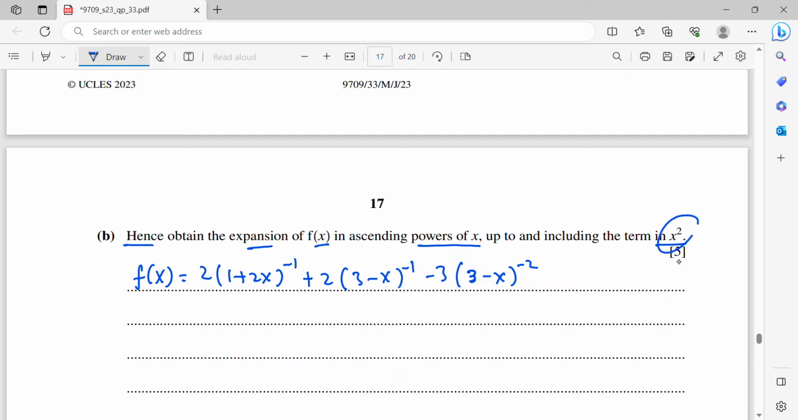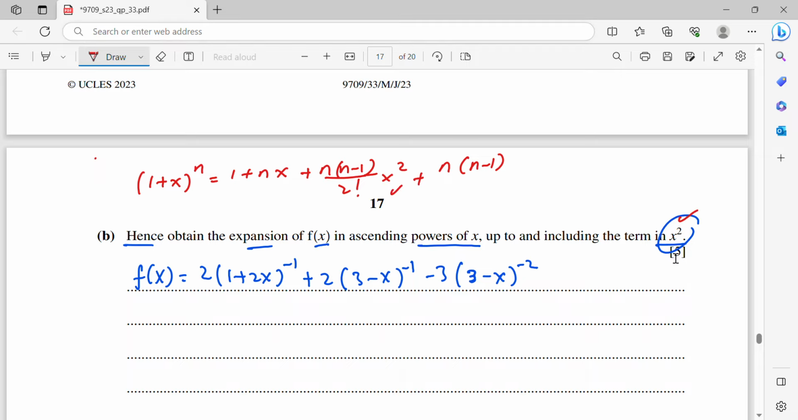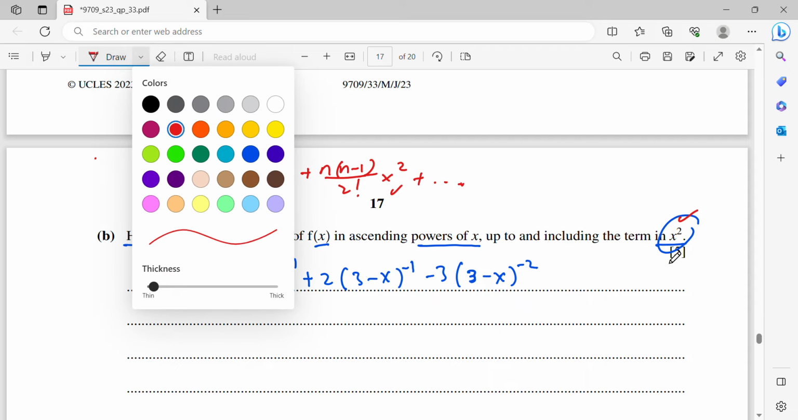And now we need to expand up to x squared. Now, all the powers or all the degrees are negative, which means we have to use this binomial expansion formula. 1 plus x to the power of n, which is same as 1 plus nx plus n minus 1 over 2 factorial x squared plus n minus 1. Okay, we just stop here because just up to x squared. So I will not write the next term, which is plus dot dot dot. Alright, 3 dots here.